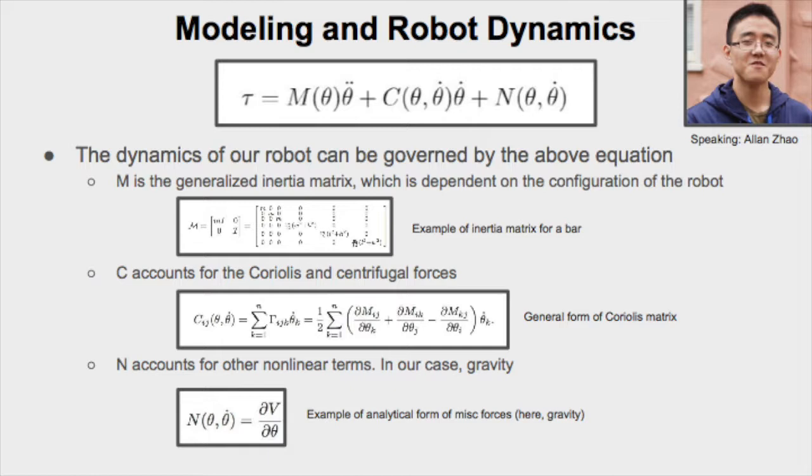In this equation, theta represents the joint state positions, M the inertia matrix, C the matrix of Coriolis forces, and N is a vector encoding other nonlinear forces. In our case, this is a force due to gravity. As can be seen, every term is nonlinear in the state.